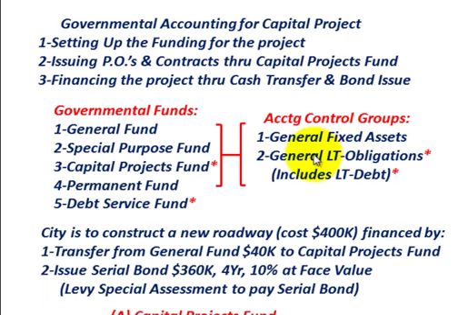And then what we're going to be looking at here is our general long-term obligations, and that would include some long-term debt, and that's what we're going to be looking at with our bond issue here. In this general long-term obligations or long-term debt, you'd really be keeping track of the unmatured principal.